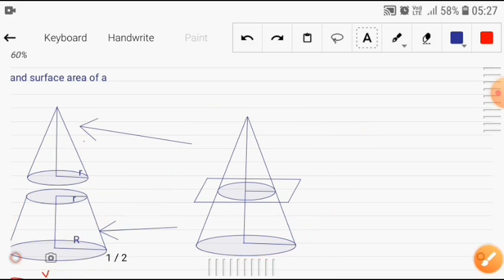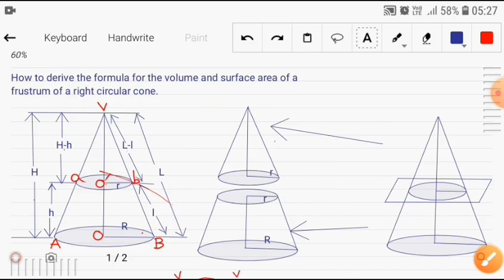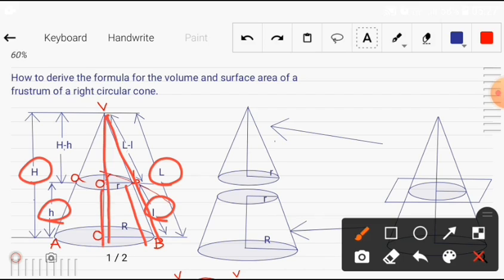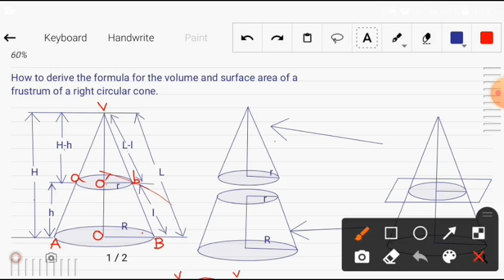Okay. For this, we have used some variables. As you can see, capital L will represent the slant height of the big cone. Small l will represent the slant height of the frustum. Similarly, capital H will represent the vertical height of the big cone. Small h will represent the vertical height of the frustum. Now, if you subtract small l from capital L, we will get the slant height of the upper cone. Similarly, if you subtract small h from capital H, we will get the vertical height of the upper cone.